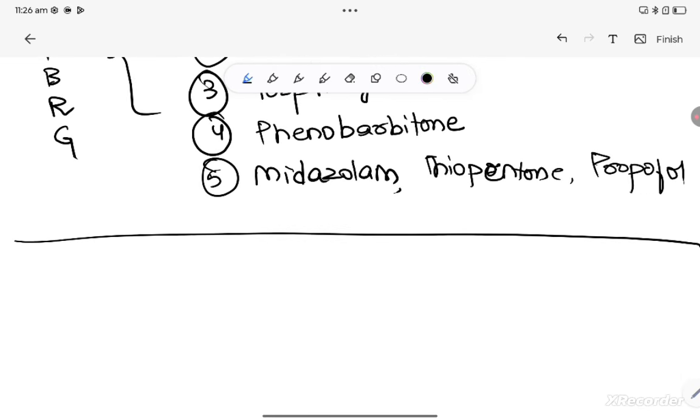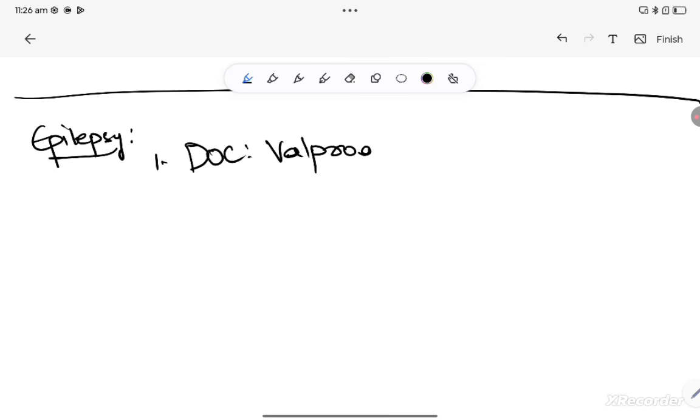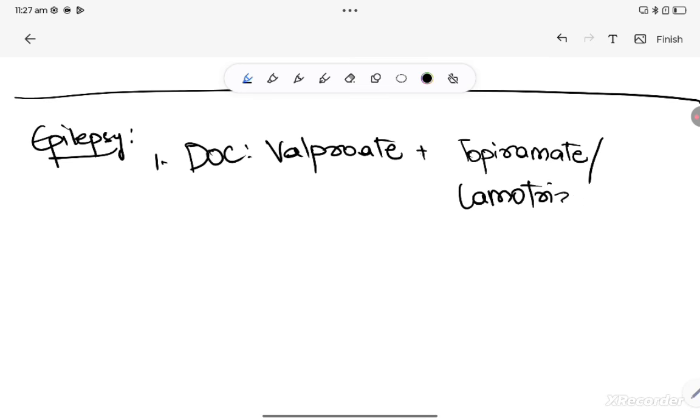Now, for any epilepsy, the treatment of choice, the first line, will be valproate. And if the patient can afford it, we can happily add either topiramate or lamotrigine or levetiracetam.